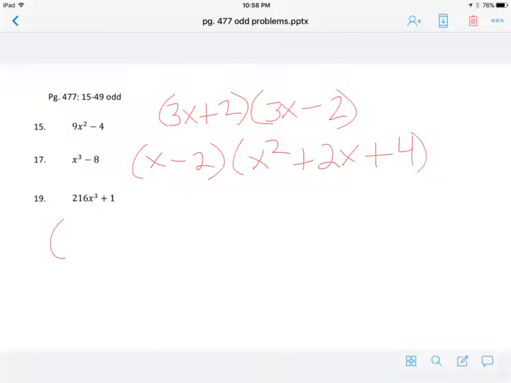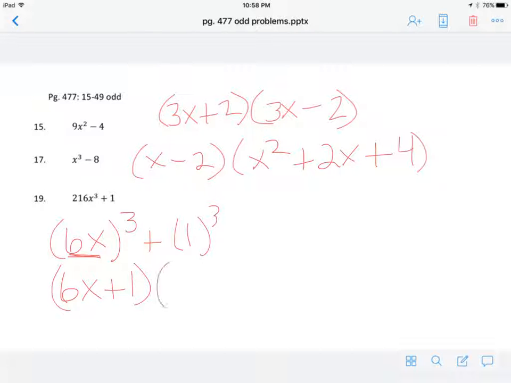Okay, now number 19 is interesting because remember you need two numbers or two terms that are both raised to the third power. So 216x cubed actually will be written as 6x to the third power because 6 to the third power is 216, x to the third power is x cubed, but my u is going to be this whole term of 6x, and then 1 to the third power. So this time it is 6x plus 1, that's u plus v, and then u squared is going to be 6x. Notice the whole term of 6x is u.